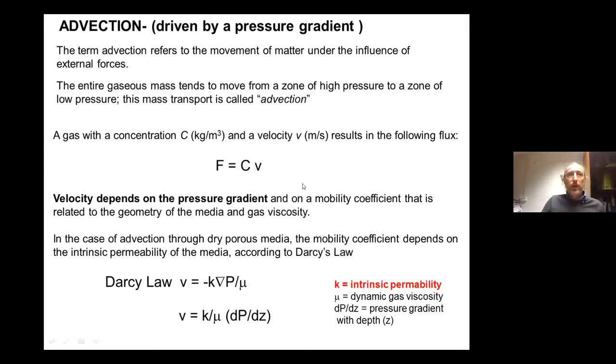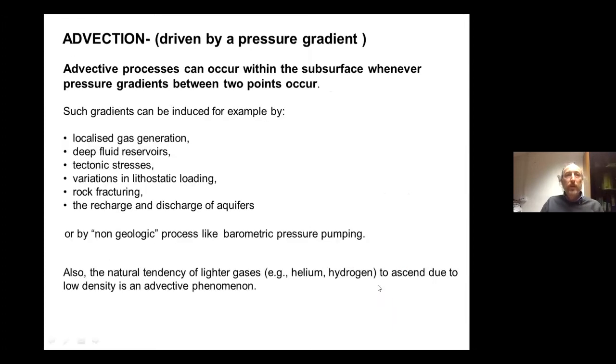So when we have a gas with a certain concentration that moves with a certain velocity, we have a flux that we can estimate by the concentration of the gas multiplied by velocity. And it's this velocity that depends on the pressure gradient. So when we have a pressure gradient, we have a certain velocity. But again, this depends on both the type of the gas, so the dynamic viscosity, but also on the structure of the soil, so the intrinsic permeability.